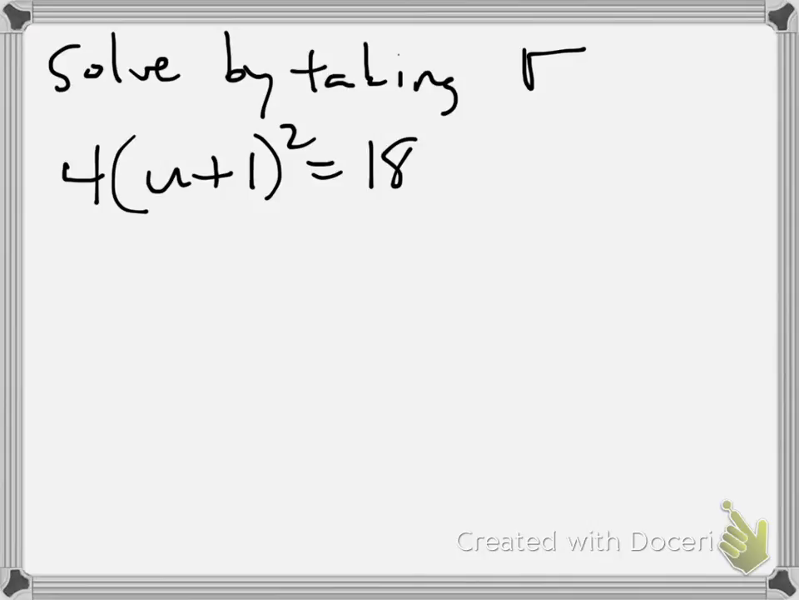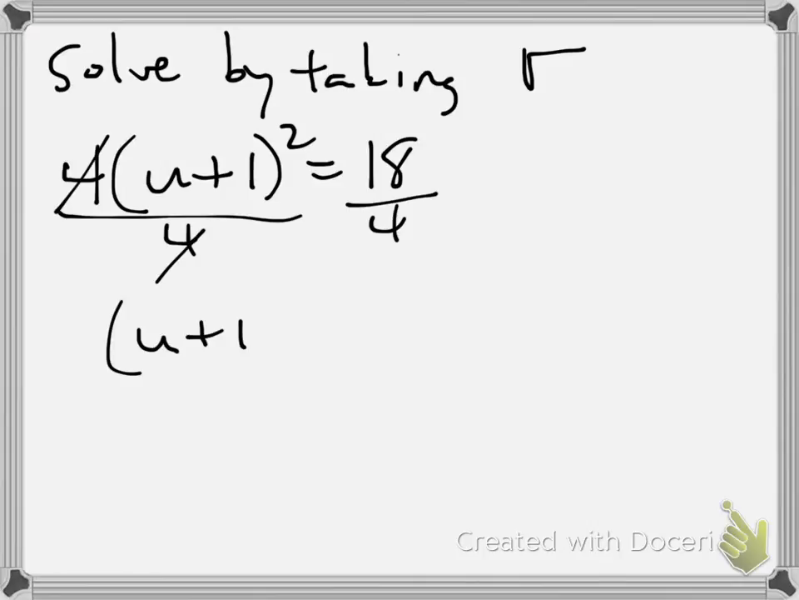Now, before you take the square root of both sides, in this case we have a parenthesis squared. We want to get the parenthesis squared by itself first, before we start taking square roots. So I have u plus 1 quantity squared equals 18 over 4. Now, you can divide 18 by 4 and write 4.5. That's certainly up to you if you want to do that. I'm going to leave it as a fraction for right now.